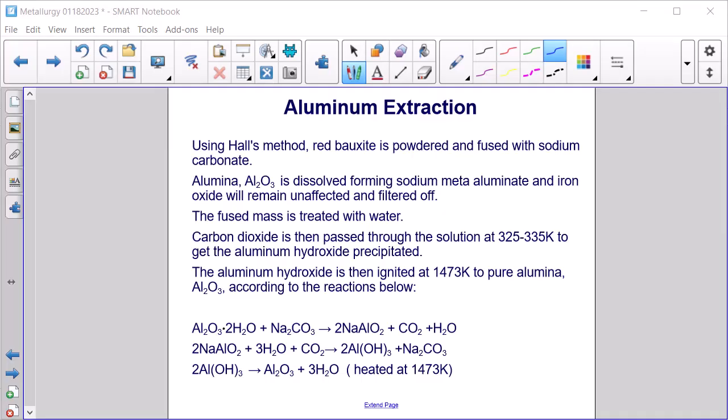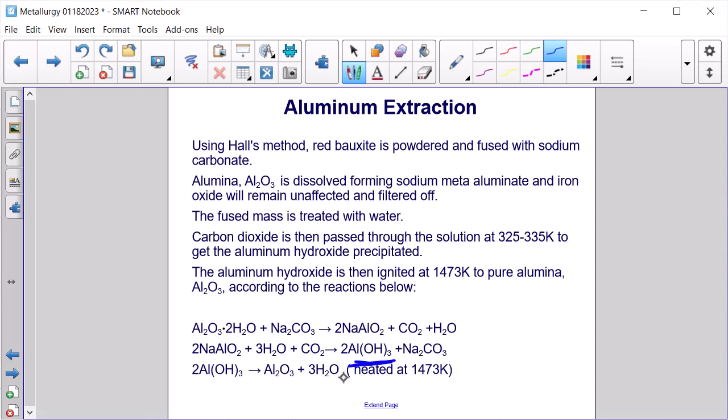Using Hall's method, red bauxite is powdered and fused with sodium carbonate. Alumina, Al2O3, is dissolved, forming sodium meta-aluminate, and iron oxide will remain unaffected and filtered off. The fused mass is treated with water. Carbon dioxide is then passed through the solution at 325 to 355 Kelvin to get the aluminum hydroxide precipitated, which you can see represented in this second step here.